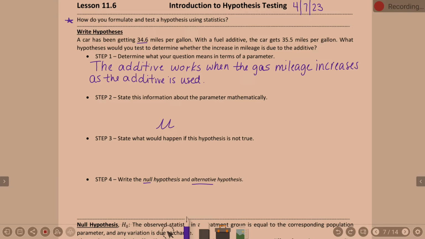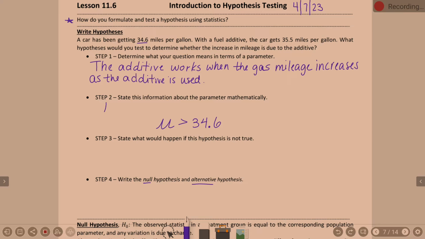I think I forgot to warn your class. Did you see mu in homework last night? No? Thought you did. What does mu stand for? Do you remember? Go back to the first half of the chapter before spring break. Mu is one way to express the mean. That's a fancy little u there. And so if we use mu, the claim is that the mean is going to be increasing. It's going to be bigger than 34.6.